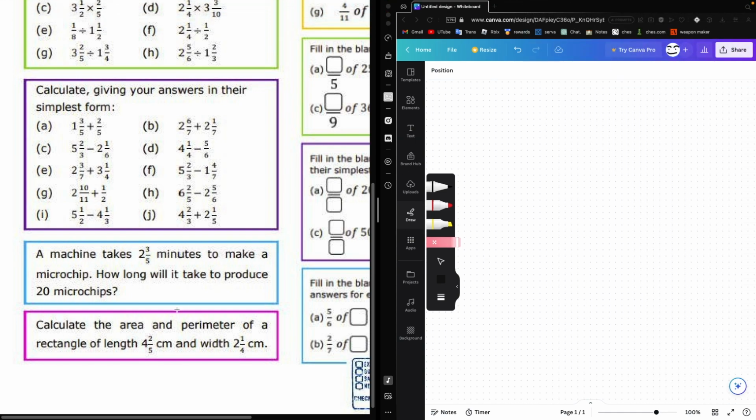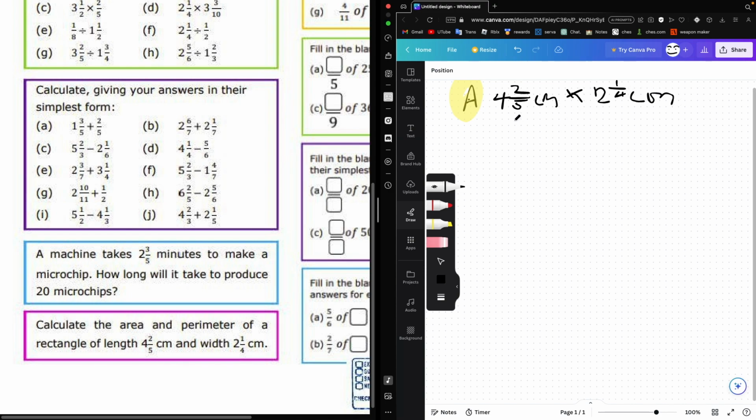Calculate the area and perimeter of a rectangle of length 4 and 2 over 5 cm and width 2 and 1 over 4 cm. Easy. Let's do area first. Let's highlight this so you guys can see. So we learn this in school. Counting area just takes the length times the width.